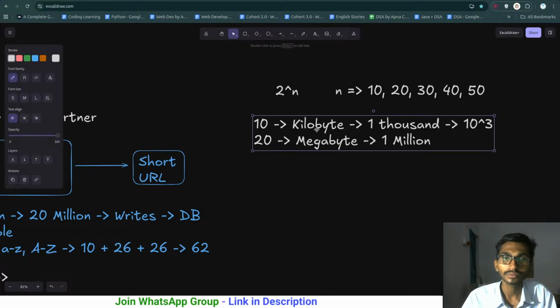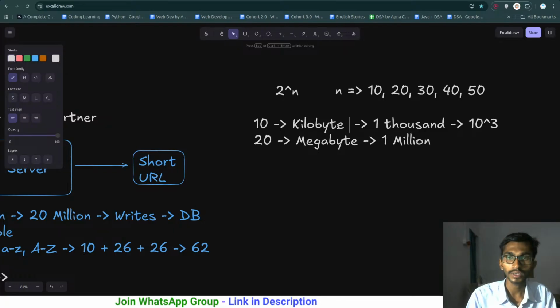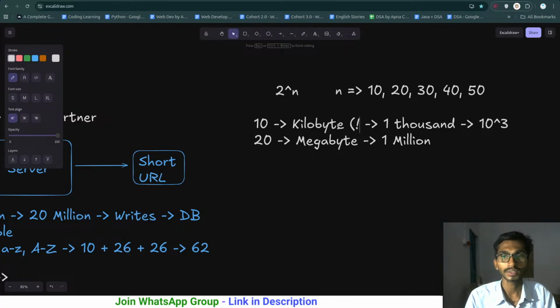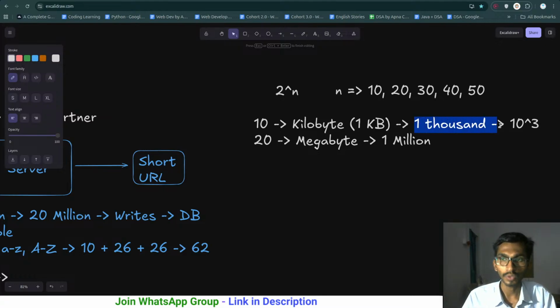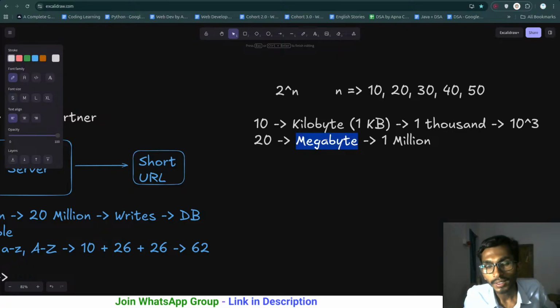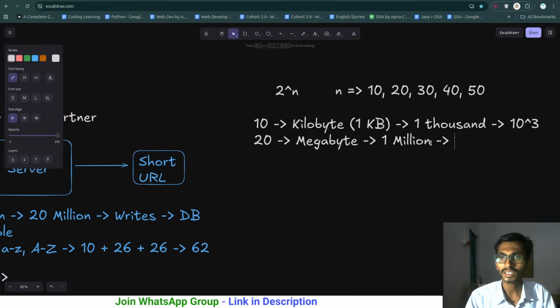So we have 2 to the power 10, that is kilo, called kilobyte. In short, we can call it KB. And this is 1 KB, 1 kilobyte, and that is equivalent to 1000, which means 10 to the power 3. Then we have megabyte. A kilobyte has 1000 bytes, a megabyte will have 1 million bytes. It just keeps increasing like this. So megabyte is approximately 10 to the power 6.